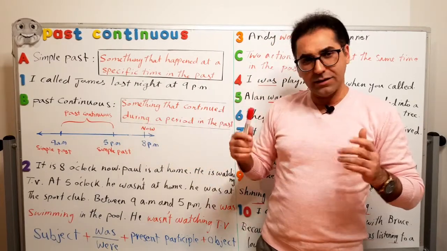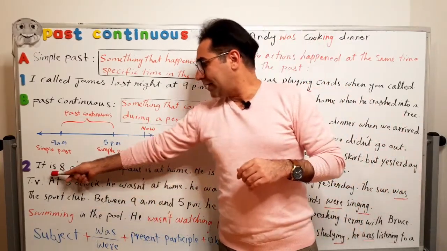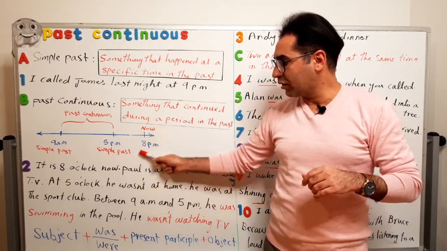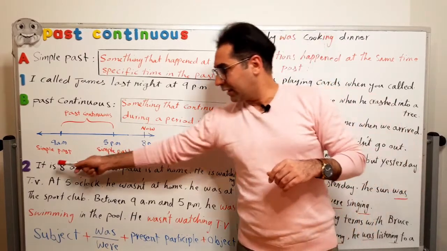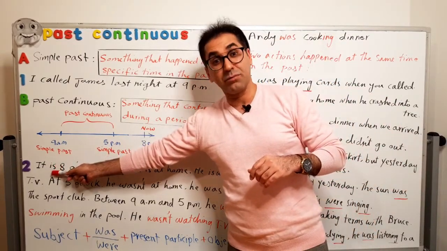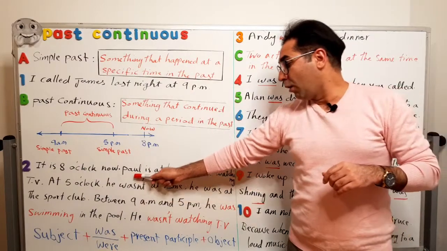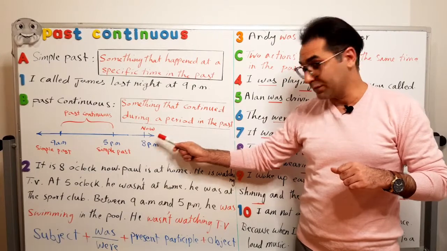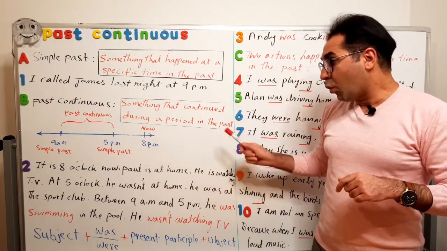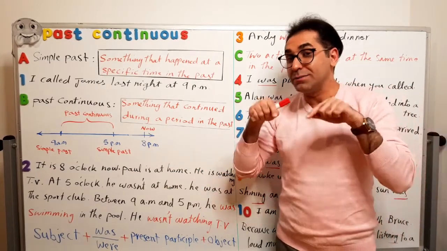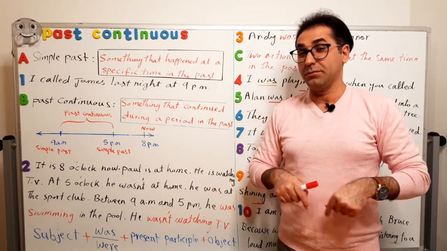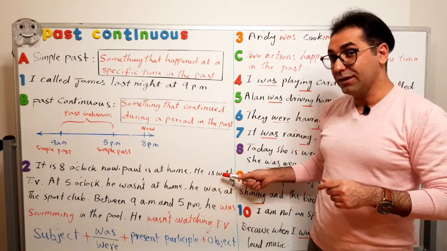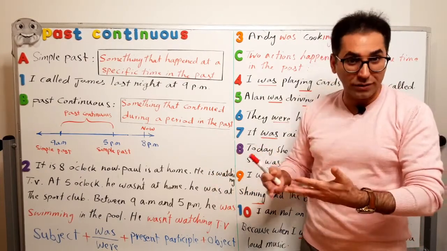Okay, let's take a look at this example. It is 8 o'clock now. Here we go, you're here. 8 o'clock now, right? So we have got simple present. Then Paul is at home. Again, simple present because it's about now, right? He is watching TV, which means right now he's busy. Busy with what? Busy with watching TV, right? He's watching TV. Present continuous means he's involved in an action.